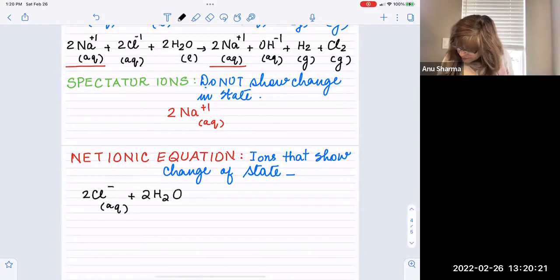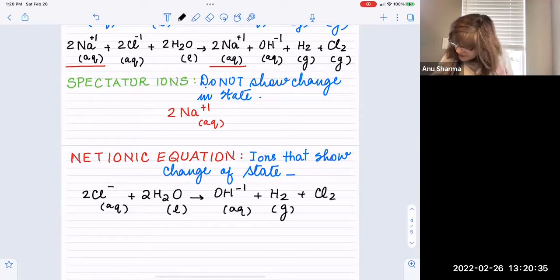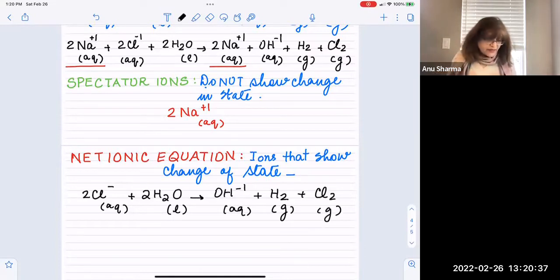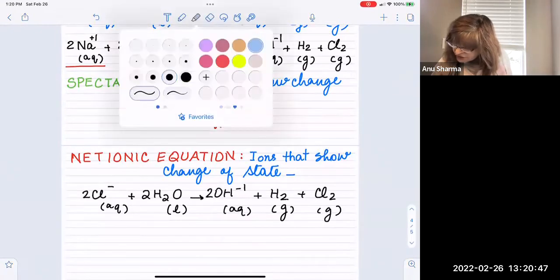So in this case, we see that we have two chloride ions, one negative charge, aqueous, reacting with 2H2O, which did not ionize here, liquid, and this gives you OH ion, one negative, aqueous, plus hydrogen gas, H2 as a gas, plus Cl2 as a gas. Okay, so two OH ions and the two H2O and two chloride ions.